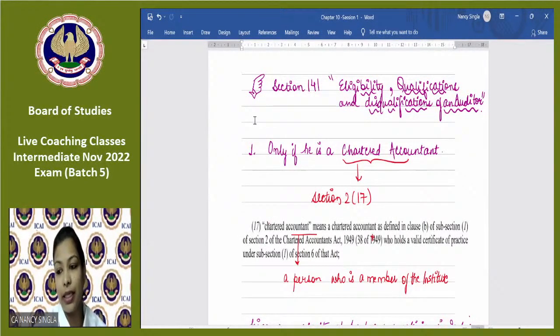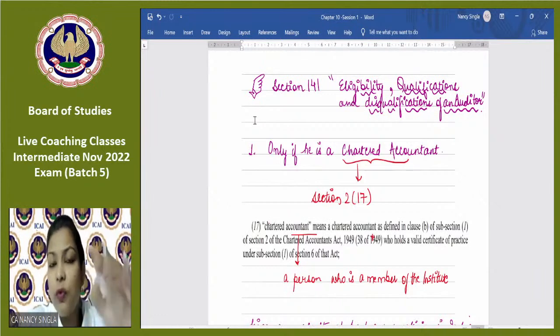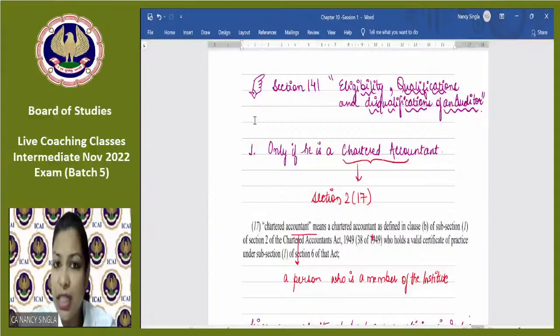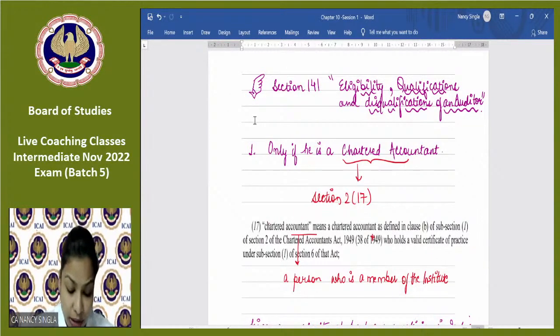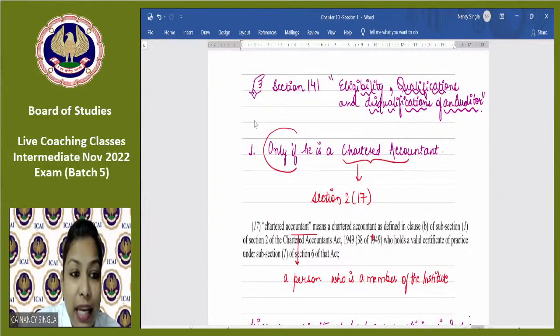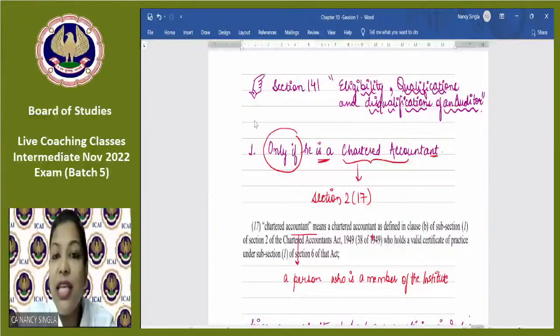Absolutely correct, Siddharth, Sonika, Nilabjo, and Sarthak: a chartered accountant. So section 141 consists of 4 subsections. We will be covering each and every subsection in detail, one by one. Subsection 1 of section 141 says that a person is eligible to be appointed as an auditor of the company only if he is a chartered accountant. Only if he is a chartered accountant.